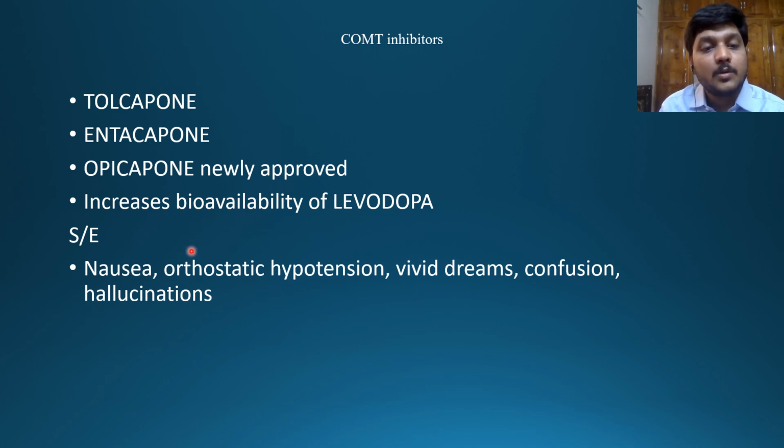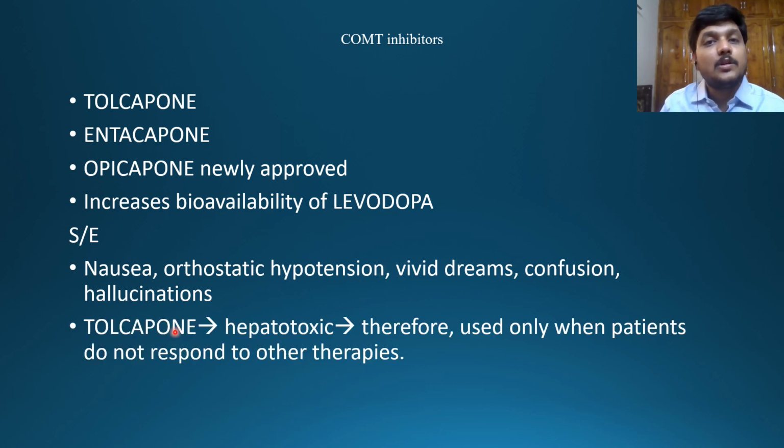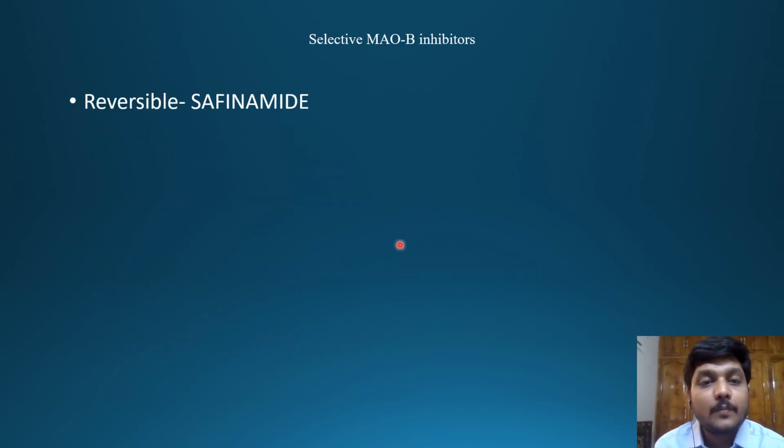Side effects will be mostly nausea and orthostatic hypotension. They cause vivid dreams, confusion, and hallucinations. Tolcapone is notorious for hepatotoxicity. Therefore, it should be used only when patients are not responding to any other therapies. Safinamide is a selective MAO-B inhibitor.